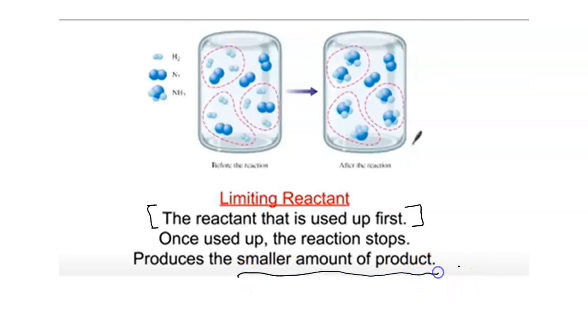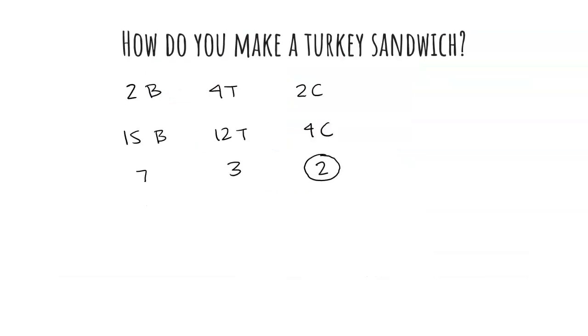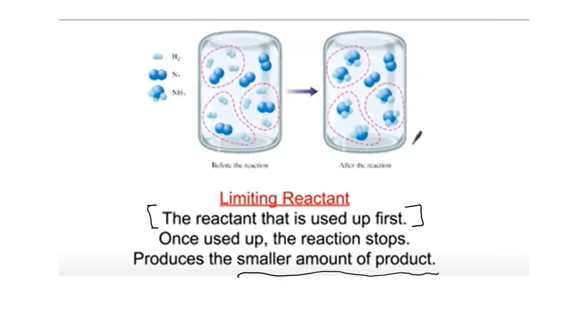So today we're going to do a few calculations and you're going to see more than one amount of product that could be produced, but because of the limiting reactant, we can only produce as much as that limiting reactant allows. Like if we look back at the sandwiches, we had enough bread for 7 and enough turkey for 3, but we could only make 2 full sandwiches because of the cheese. And the same will apply to our reactions. So it produces the smaller amount of product.